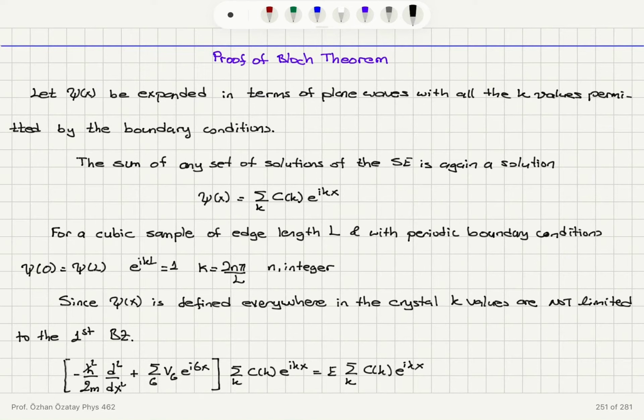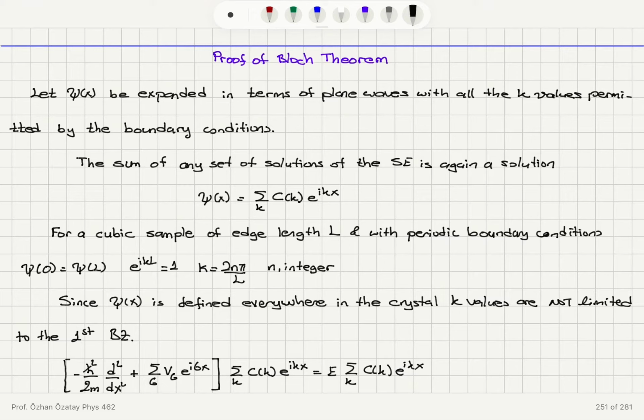Oh, okay, so we need to prove Bloch's theorem. So psi of x can be expanded in terms of plane waves with all the k values permitted by the boundary conditions. So the sum of any set of solutions of the Schrodinger equation is a sum of plane waves, sum over k c_k e to the ikx, where c_k is the coefficient of the plane wave e to the ikx contribution to the solution.